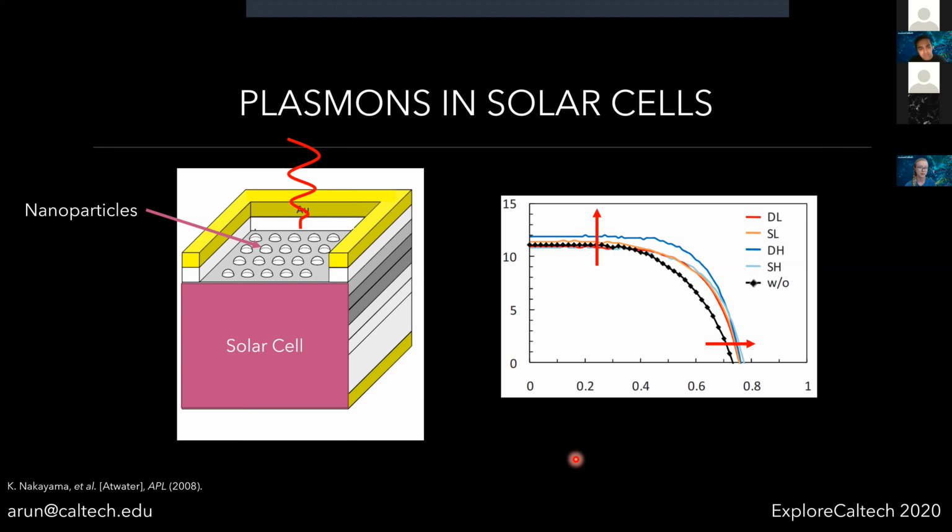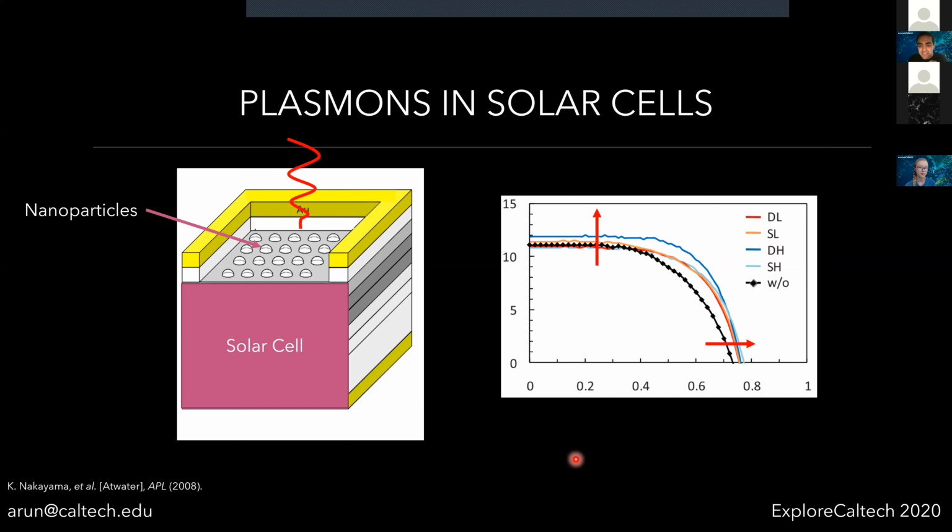This image on the left is just a schematic of the solar cell design, where we're illuminating it from the top, and we've decorated the top with a bunch of nanoparticles of different types. And we want to study how the solar cell efficiency improves based on the type of nanoparticles that we add to the solar cell. So on the right side, we have a plot that looks pretty complicated, but we're going to get through it together.